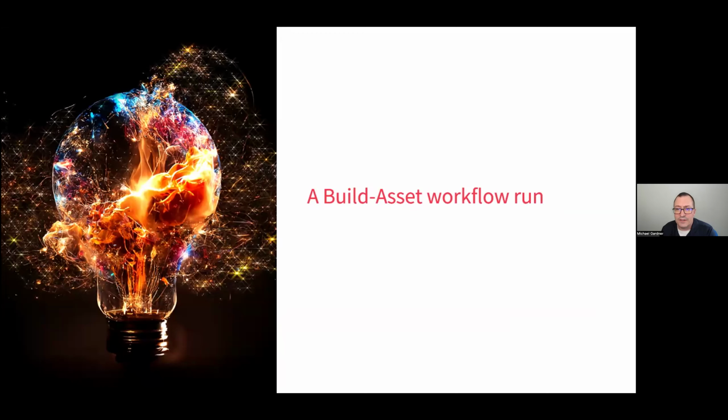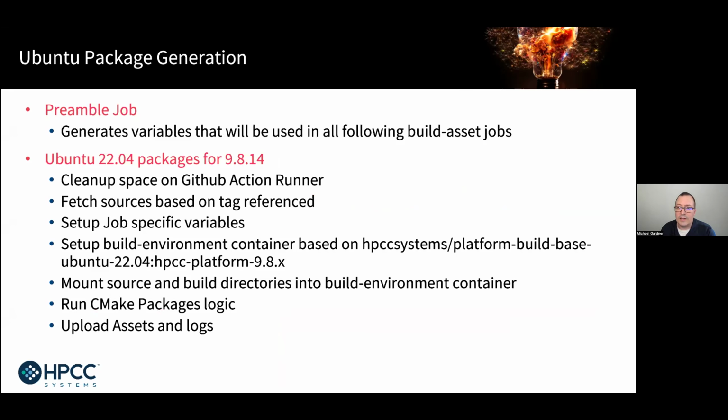And we're going to specifically be looking at, I believe, an Ubuntu 2204 with a 9.8.14 tag. So just keep that in mind as I talk about this. So the very first thing that happens within this build assets workflow is you're going to end up hitting the preamble job. And that's just a precursor for all the other jobs. It generates variables that are utilized in the rest of the workflow. Some rather generic information.